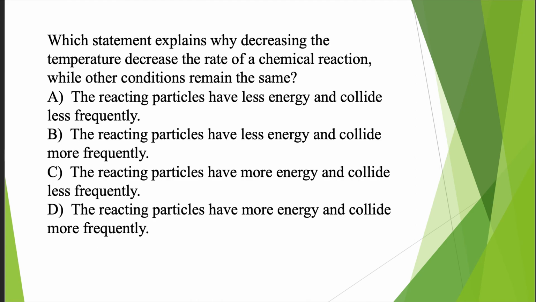Which statement explains why decreasing the temperature decreased the rate of chemical reaction while other conditions remain the same? So if I were to decrease the temperature, kinetic energy also decreases. So that means the particles are not really moving as much. So that means they have less energy. So that means C and D cannot be the answer because they don't have a lot of energy if you decrease the temperature. And collisions will happen less often. So the answer for this one would be A. Okay? They're going to react a lot slower than when they're in warmer temperatures.